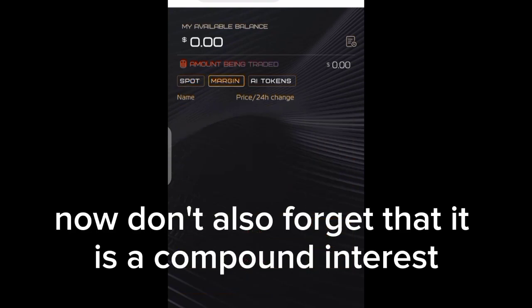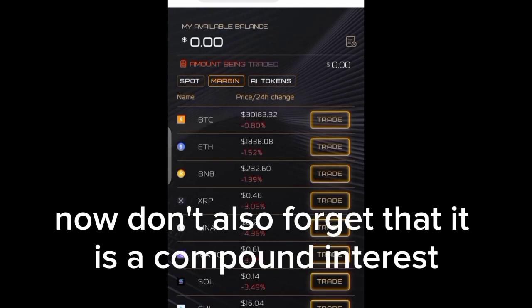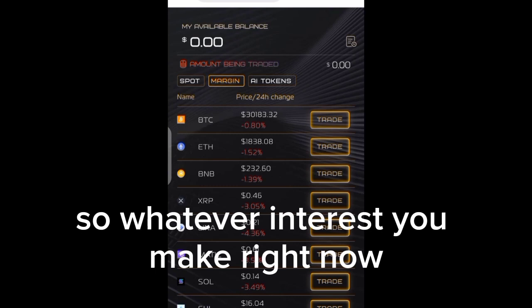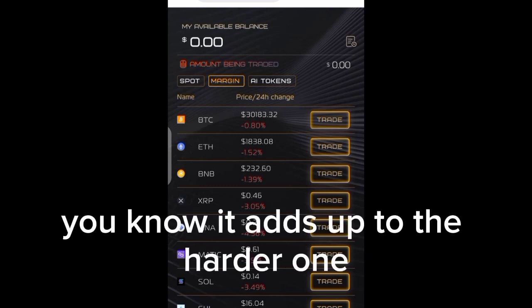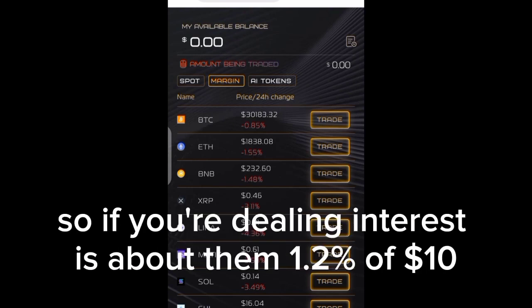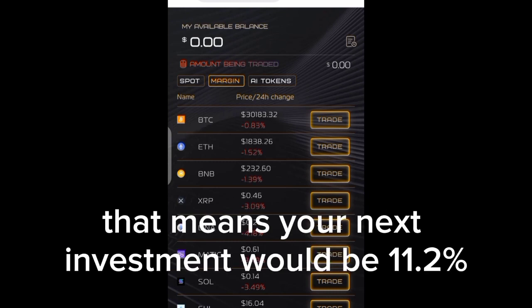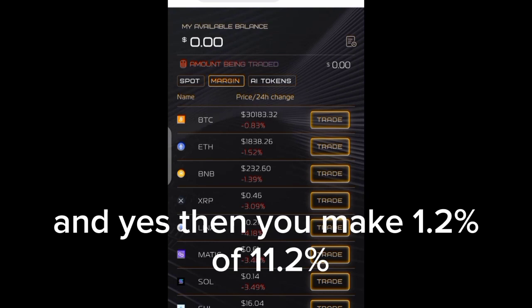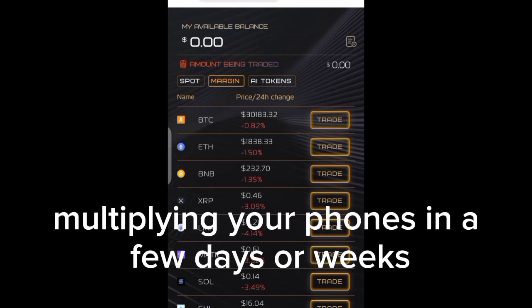Now don't forget that it is a compound interest. So whatever interest you make right now adds up to the other one that you invested, and you make more money. So if your daily interest is about 1.2% of $10, that means your next investment would be 11.2%. Yes, then you make 1.2% of 11.2%. So you have a way of multiplying your funds in a few days or weeks.